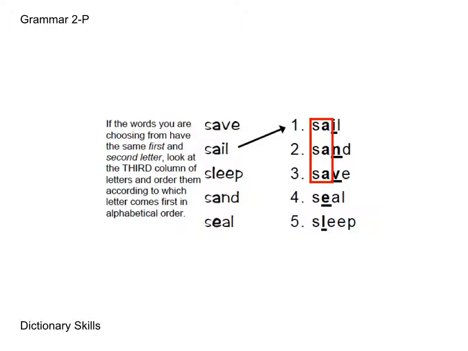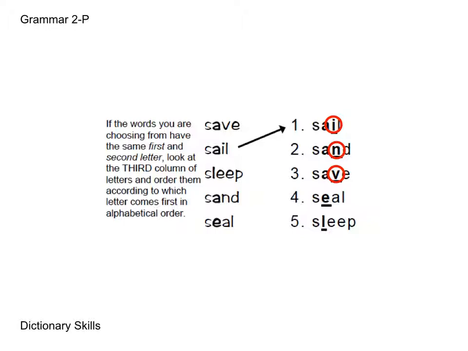So we will look at the third letter now, and we can see that there's an I, N, and V, and we've put them in order according to the alphabet, so that sail is first, followed by sand and save, because I comes before N and also V, and N comes before V in the alphabet. Now we have 2 other words that we need to put in order after sail, sand, and save, and that would be seal and sleep.